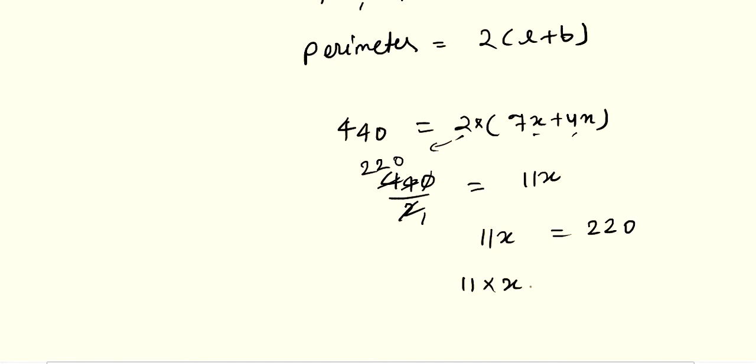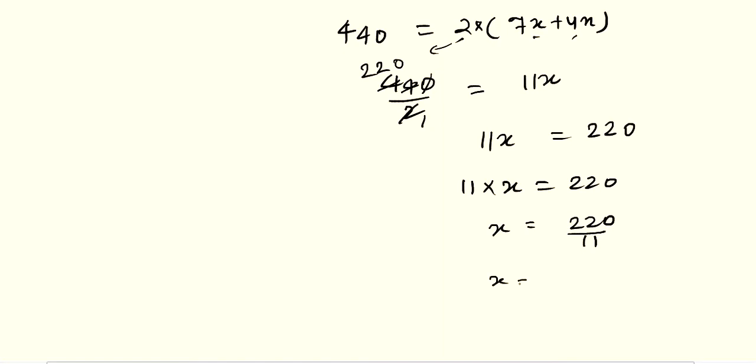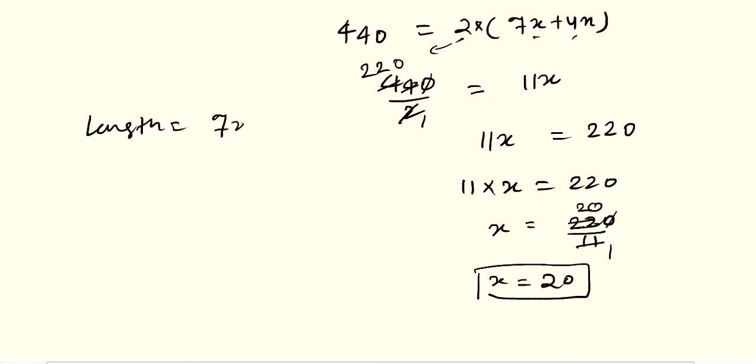11x can be written as 11 into x equals 220. So x equals 220 divided by 11. Finally x equals 20. Now we will find the length and breadth. Length equals 7x, which is 7 into 20, that is 140, and similarly the breadth is 80.